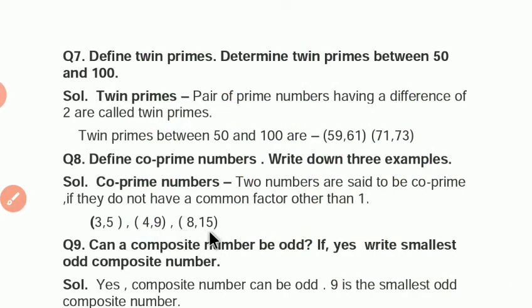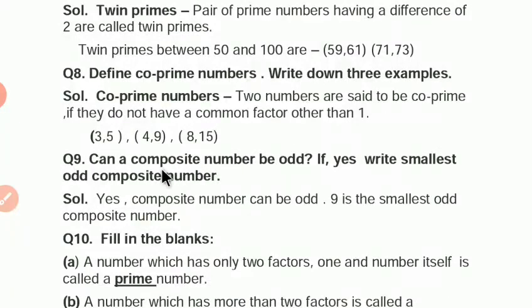Same you can see 4 and 9, 8 and 15. There are many different examples of co-prime numbers you can see between any numbers.